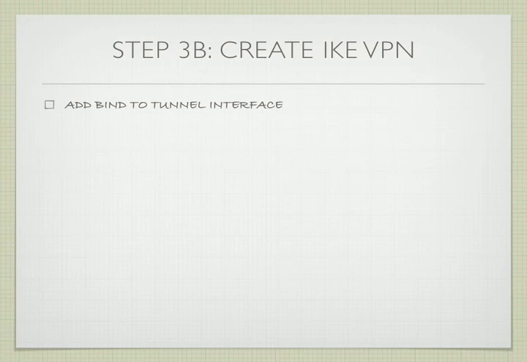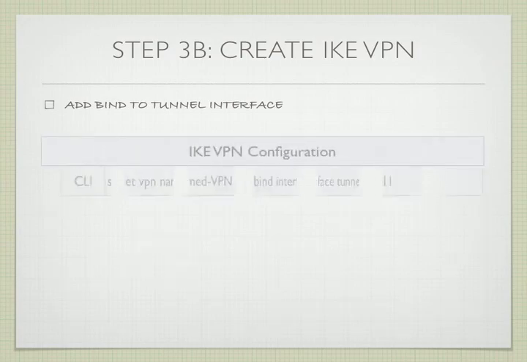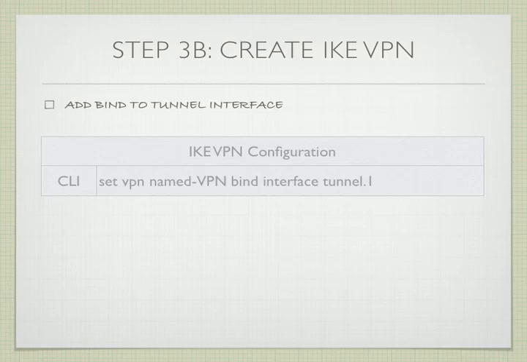So the second phase, though, is the first difference. We are going to bind this phase 2 to a tunnel interface instead of none. So in IKE command line, you're going to go set VPN, name VPN, bind interface tunnel.1. It's a separate command line. It's not something you can tag on to the creation process.